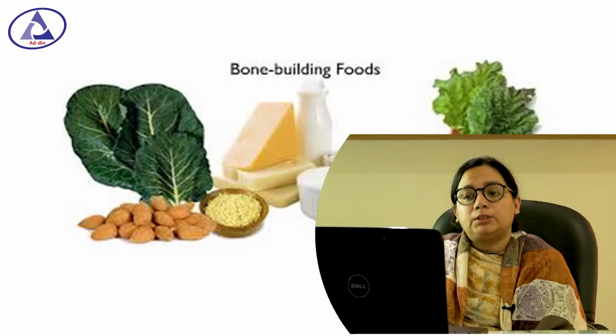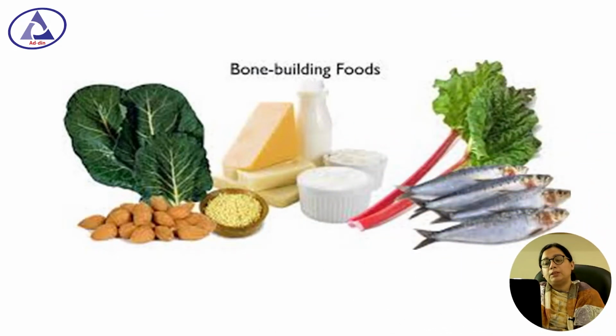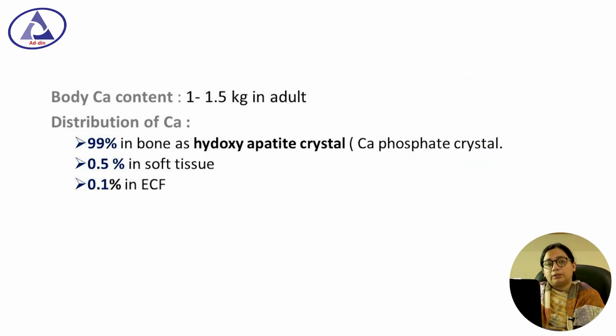Calcium is a bodybuilding food, and most of the calcium usually comes from milk and dairy products. Small fish and meat are also good sources, and nuts are also a very good source of calcium. Our total body calcium content is 1 to 1.5 kg in an adult. About the distribution of calcium: 99% is present in the bone as hydroxyapatite crystal, 0.5% is present in the soft tissue, and a very little amount, 0.1%, is present in the extracellular fluid.